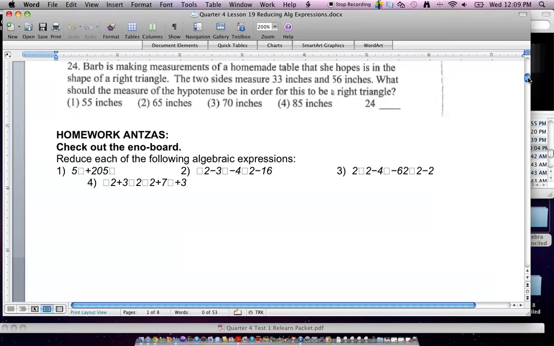All right, so now, Barb is making the measurements of a homemade table that she says is in the shape of a right triangle. Two sides of 33 and 56. What should the measure of the hypotenuse be? So I would do 33 squared plus 56 squared equals x squared, and what does it work out to? Choice 2, 65. Do I have a second? Do I have a third? Okay. All right, so that would be it.